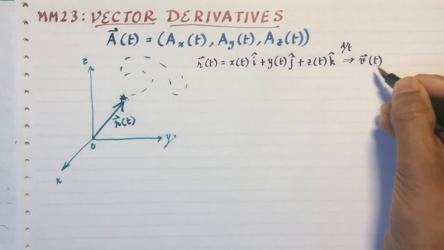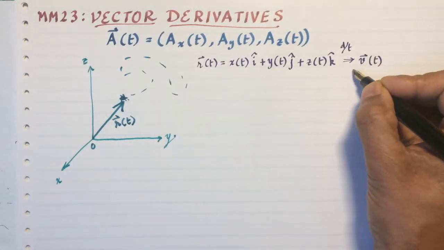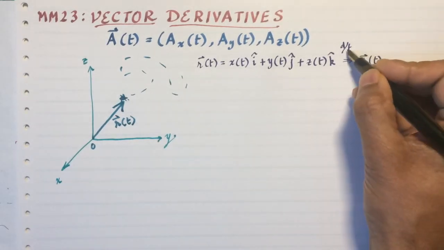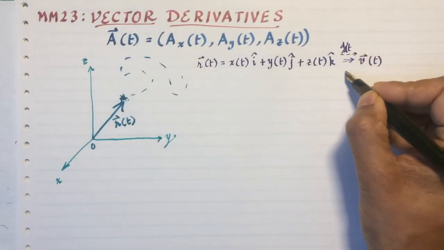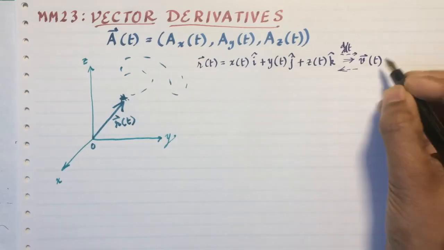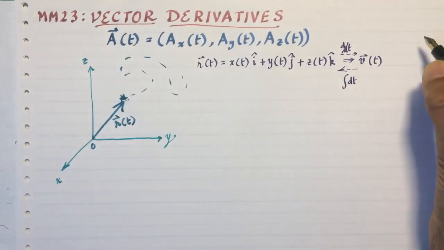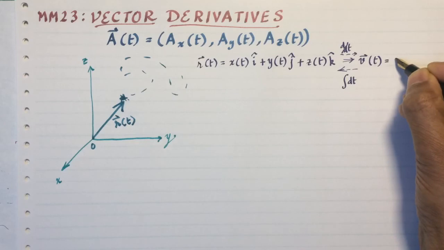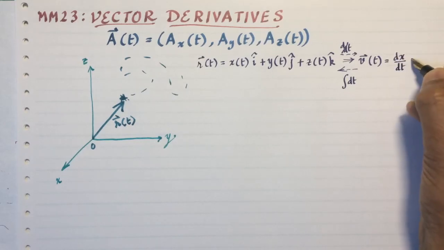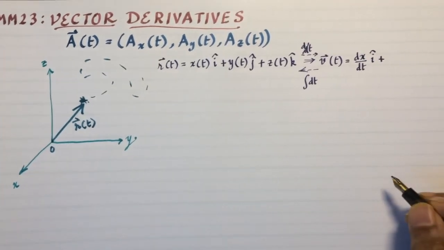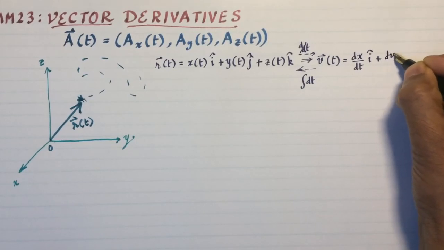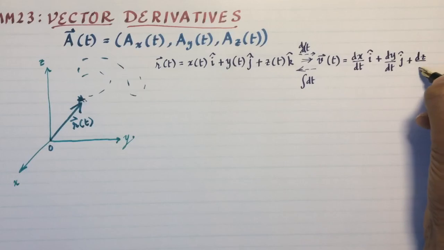If you're given the velocity vector and you want to get the position vector, then in this direction, so I'll write d by dt here. And if you want to go in this direction from velocity to position, you would integrate with respect to time. And that's going to be dx by dt i hat plus dy by dt j hat plus dz by dt k hat.